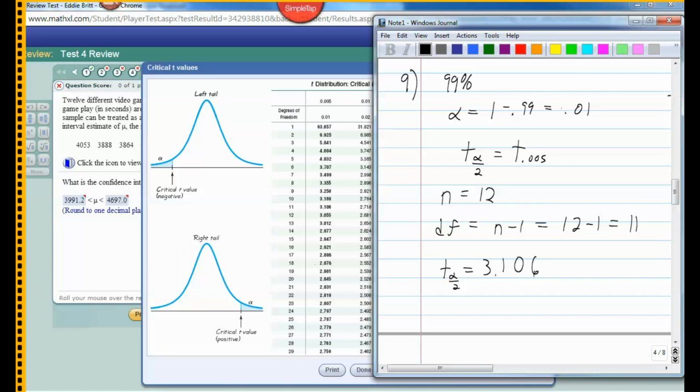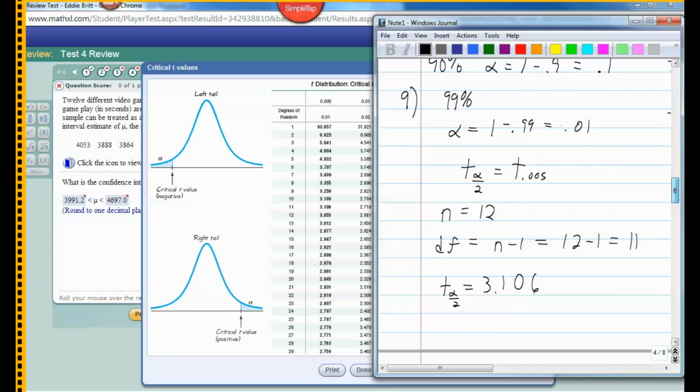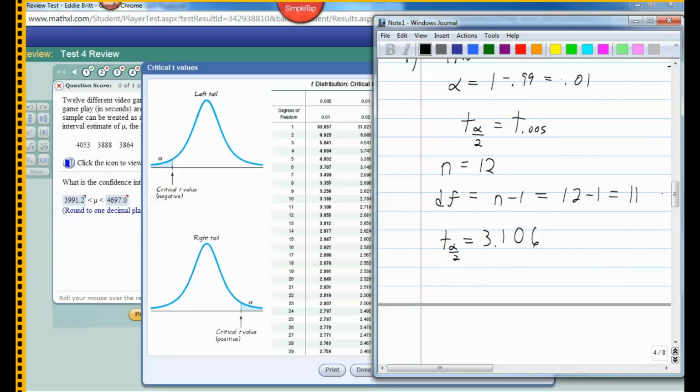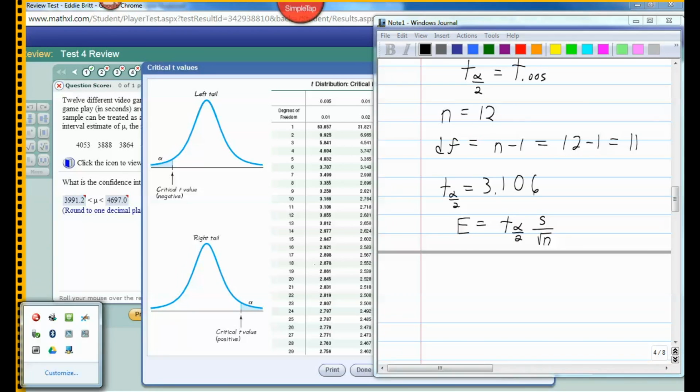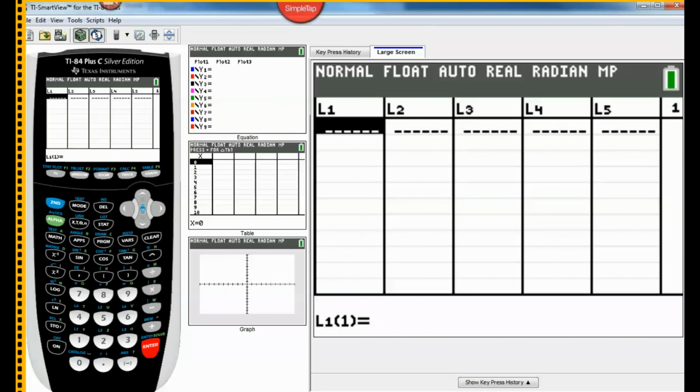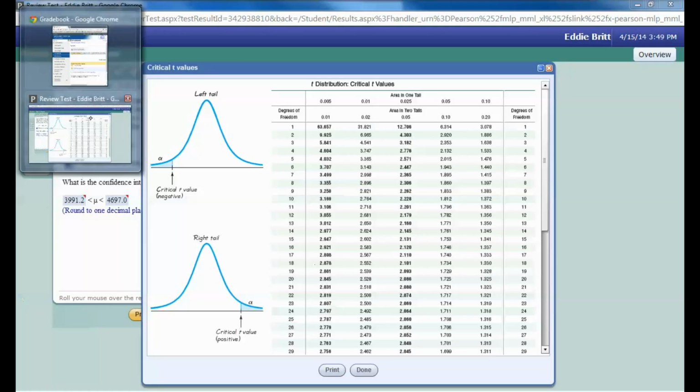All right. So the only other thing that we will need for our margin of error is n, which is 12. Remember, margin of error for this type of problem is critical t-score times sample standard deviation divided by the square root of n. So we have n is 12. We have the critical t-score. We just need to find the sample standard deviation. Now, instead of taking 15 or 20 minutes to do that by hand, I'm going to just use a calculator and plug these values in.